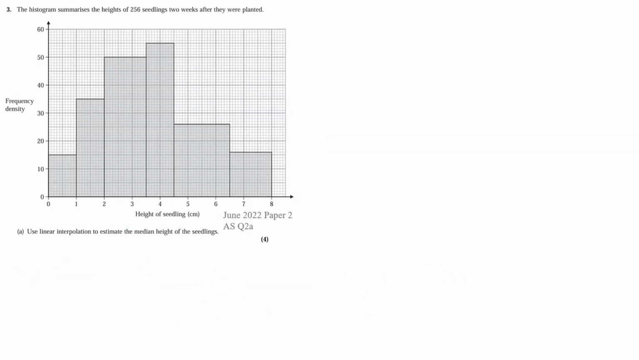Now, they could also ask you to estimate the median given a histogram. So here's an example of a question like this. We're told the histogram summarizes the heights of 256 seedlings 2 weeks after they were planted, and we're given this histogram here. We need to use linear interpolation to estimate the median height of the seedlings for 4 marks.